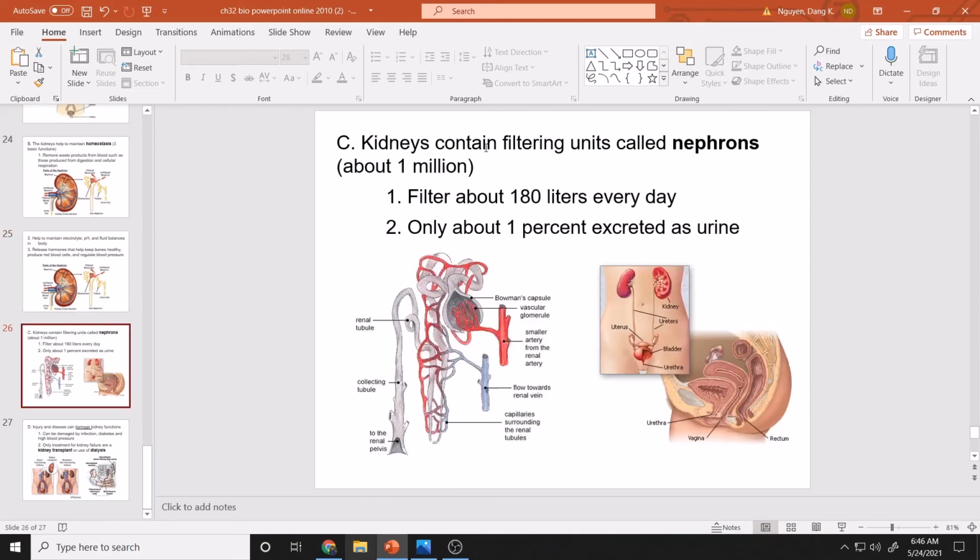So the kidneys contain filtering units called nephrons, which we discussed earlier. And there are about 1 million of these nephrons here, and it helps filter about 180 liters of blood every day. And about 1% gets excreted as urine, which is mostly water content.